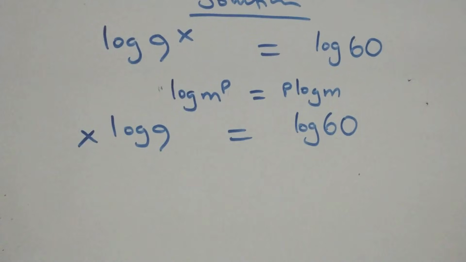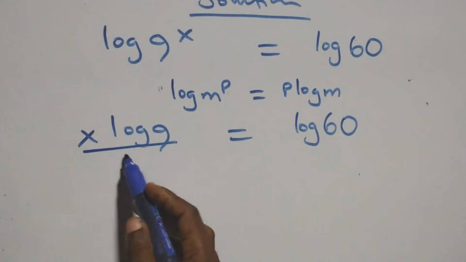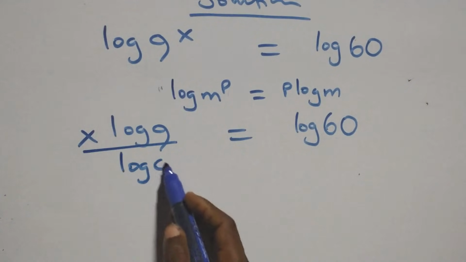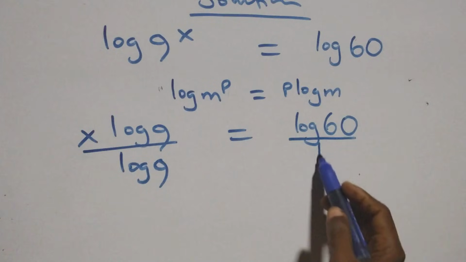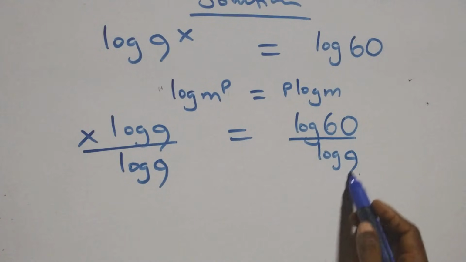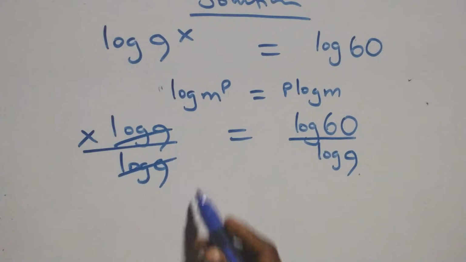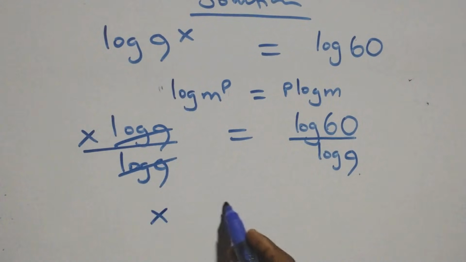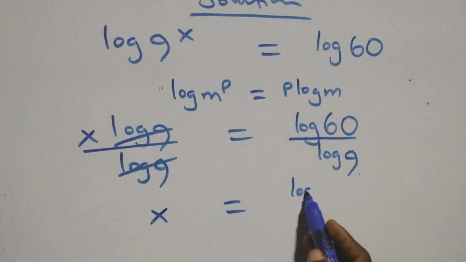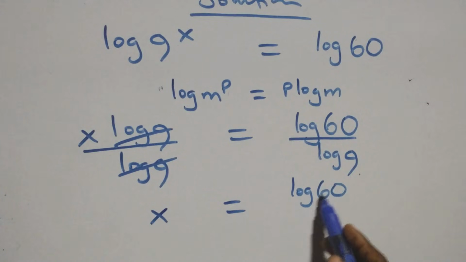The next step here, divide both sides by log 9. That is, divide this side by log 9. Also, divide this side by log 9. Which implies here log 9 cancel each other. And we have x equals to log 60 over log 9.